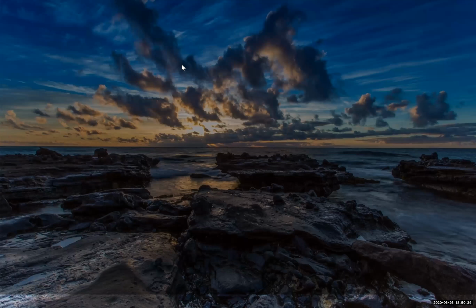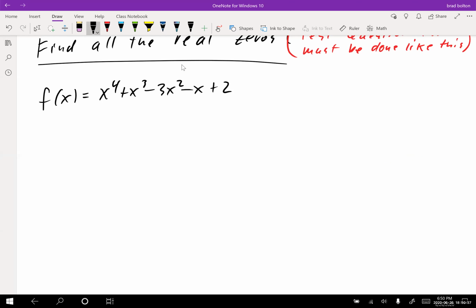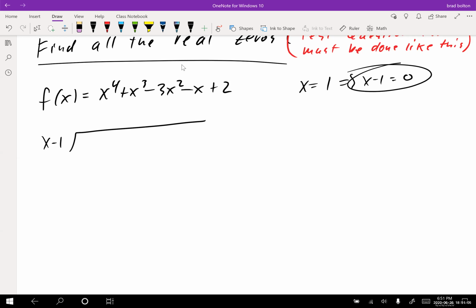So all I'm going to do is long division, okay? You guys should all know how to do long division. If x equals 1 is a 0, then that means that x minus 1 equals 0 was a factor, right? Sorry, that's not from the remainder theorem. That's just from the fact that if it's an x-intercept, this is how we could solve for it, and get our factor. So I'm going to do x minus 1 divides into x to the fourth plus x cubed minus 3x squared minus x plus 2, okay?